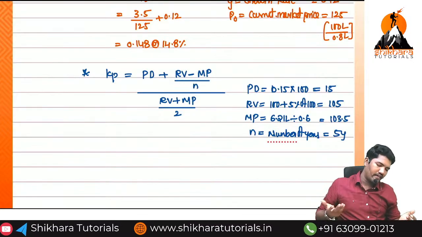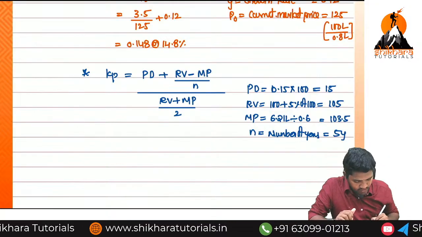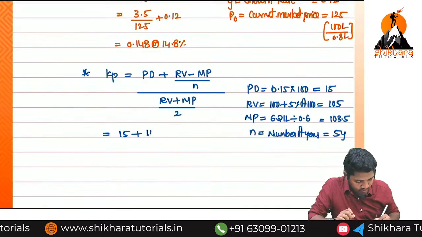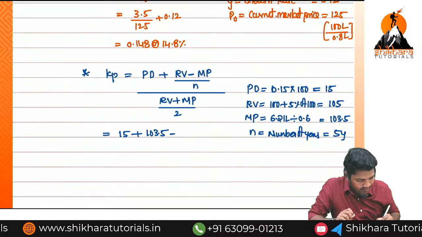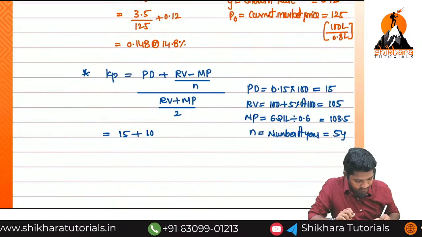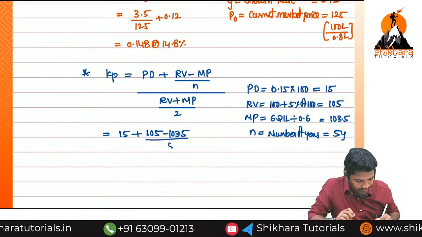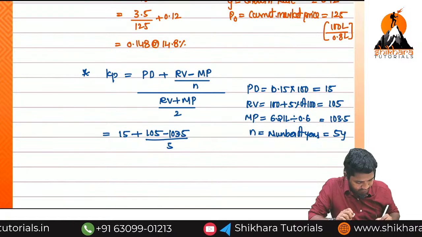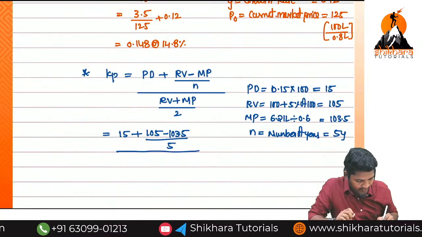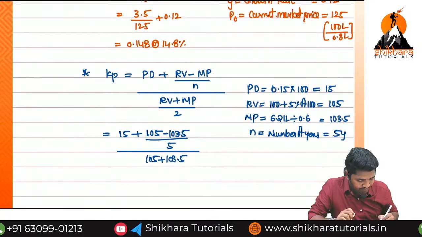Next, all required information is available. Now we can easily substitute. So what's the preference dividend, guys? 15 plus repayment value 105 minus market price 103.5, divided by 5, whole divided by the average: 105 plus 103.5 divided by 2.